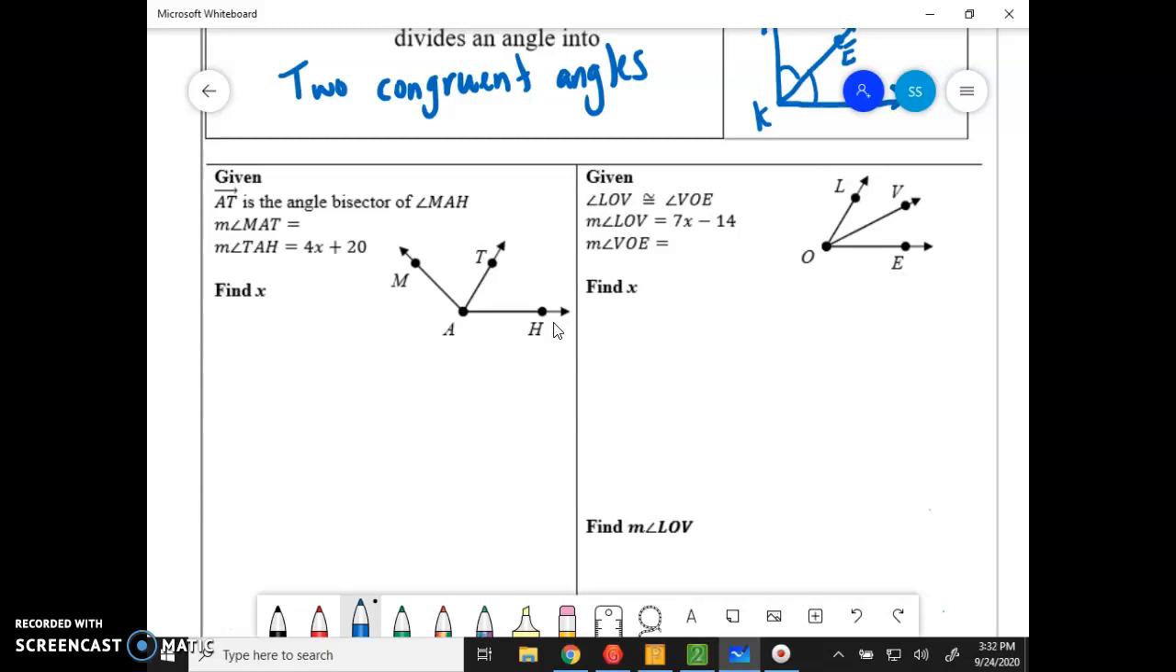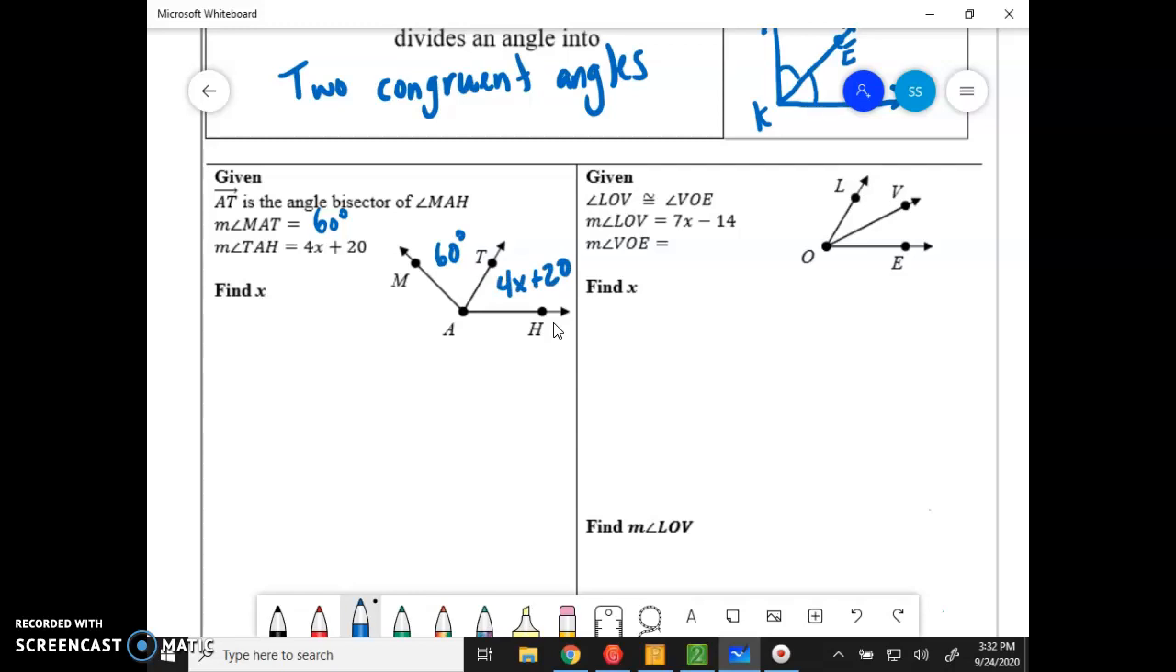All right, I'm going to give you some information here. The measure of angle MAT, we're going to say that is 60 degrees. And the measure of angle TAH is 4x plus 20. So I always like to label these, at least put them in there. So this is 60 degrees, and over here is 4x plus 20.